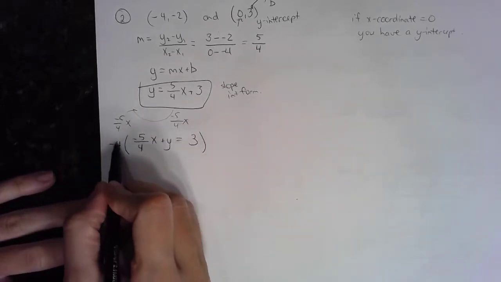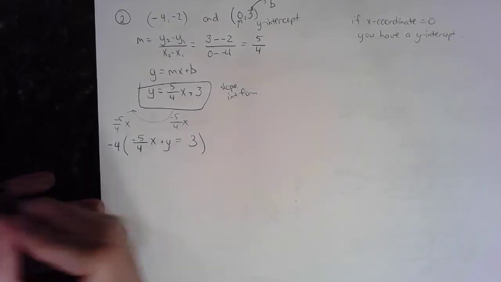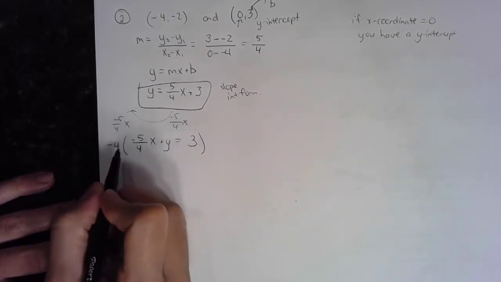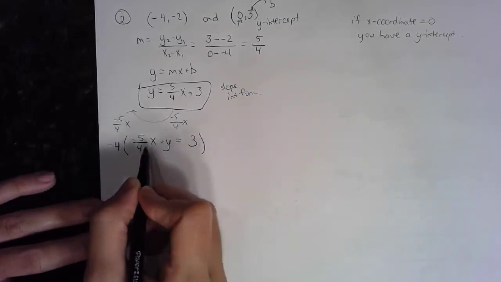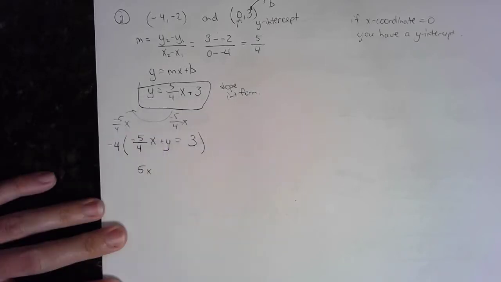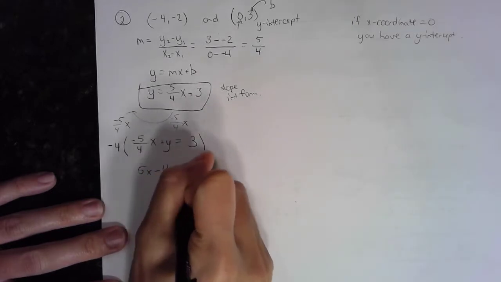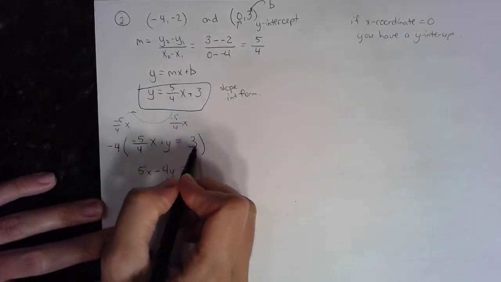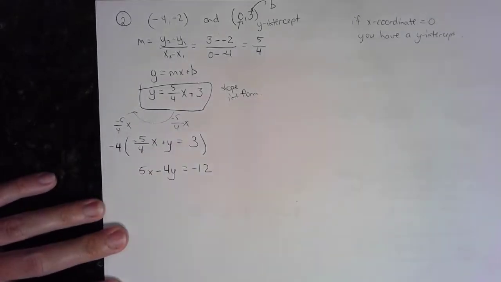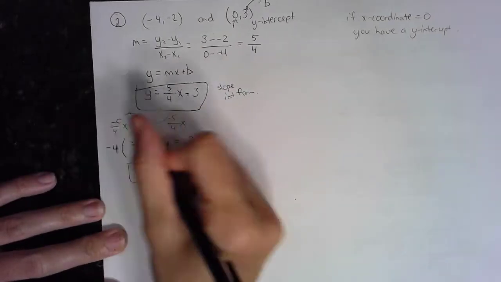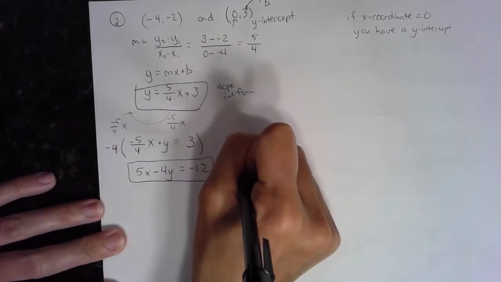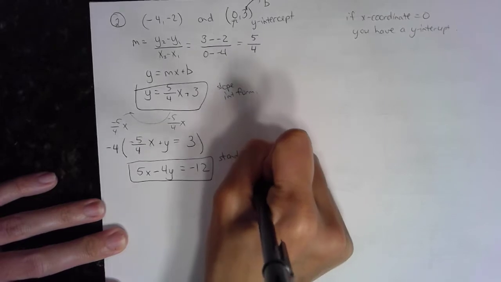So I have a negative 4 times negative 5/4. Negative times negative is positive. The 4 is going to cancel with this 4. So I'm left with a positive 5x. Negative 4 gets multiplied by y, giving minus 4y. And the negative 4 also gets multiplied over here, giving me negative 12. And here is the equation of this line in standard form. Okay.